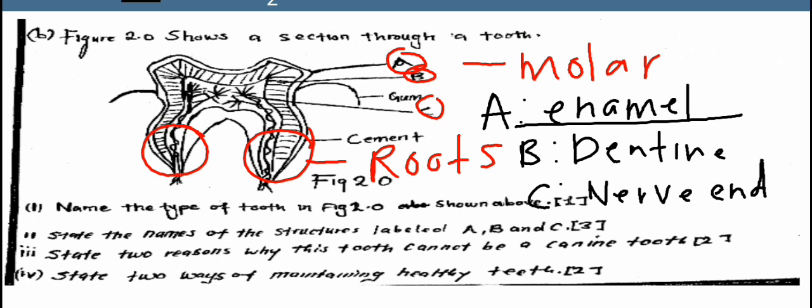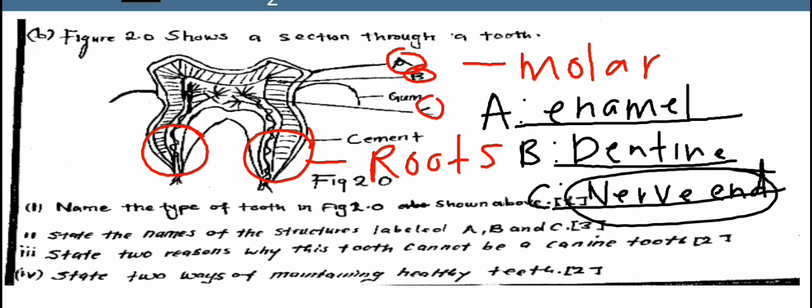Followed by B, which is called the dentine. So the dentine links the pulpy cavity to the enamel. So it's more like a link. It links the pulpy cavity to the enamel. Then the last one, the nerve end. So the nerve end detects the stimulus. Okay. So immediately the tooth starts decaying, you are going to feel the pain because of the nerves. They are going to send the impulses to the brain. So they detect the stimulus or the stimuli.